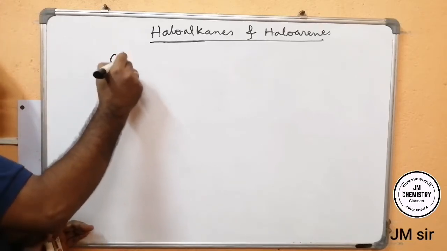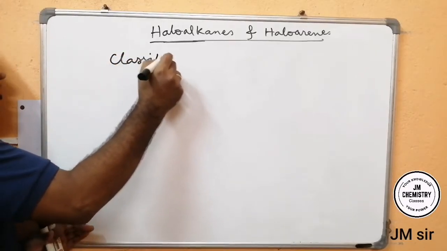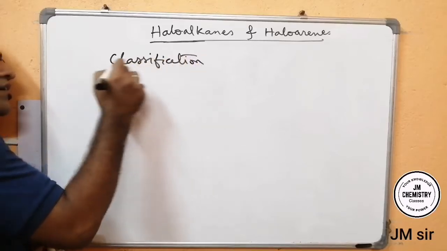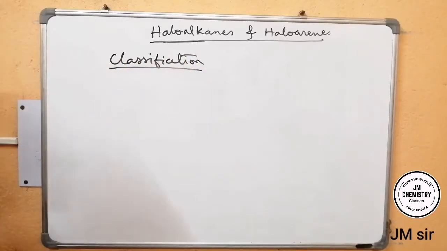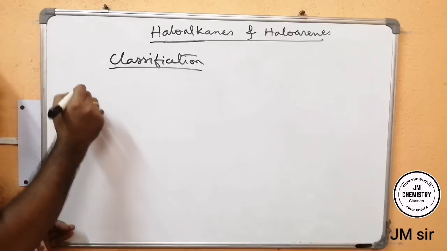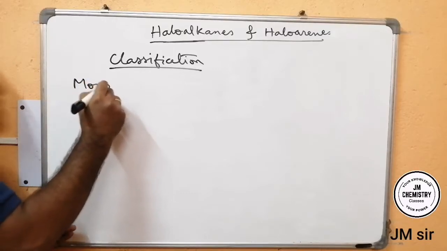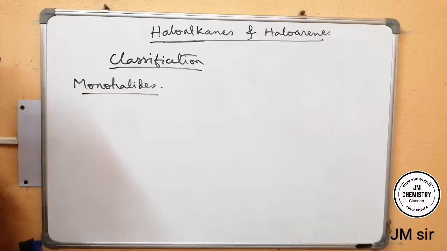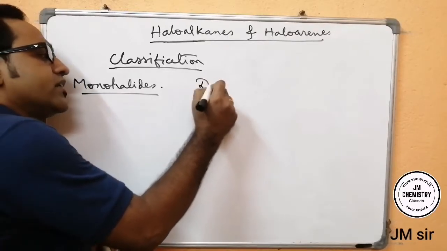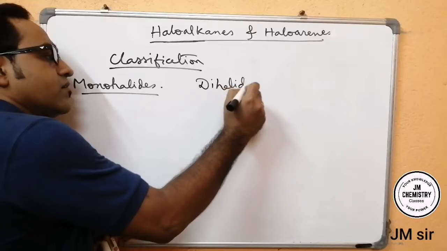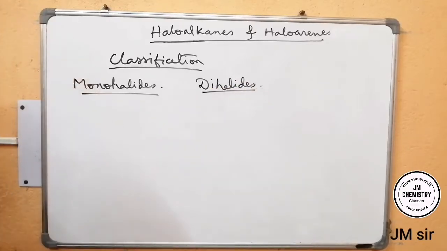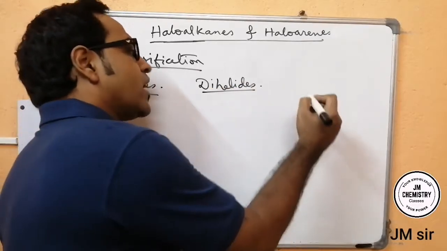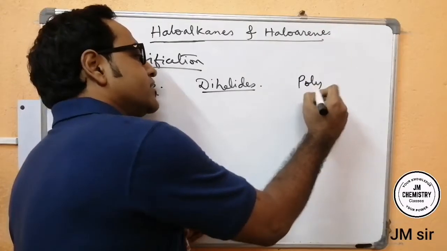So classification. Now, haloalkanes can be classified on the basis of number of halogen atoms present in a molecule. If there is one halogen atom, we call it monohalides. If there are two halogen atoms, we call it dihalides. If there are more than two halogens, we call it polyhalides.